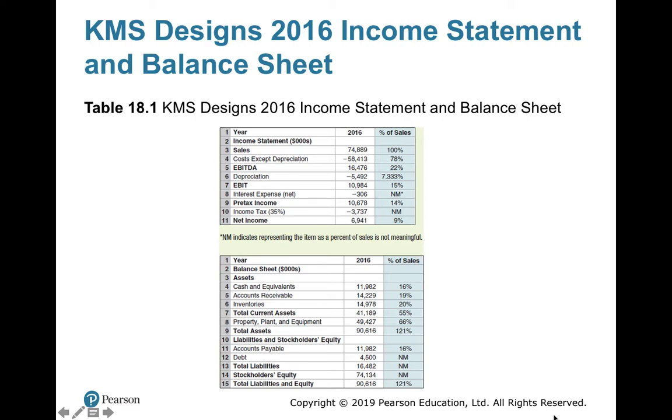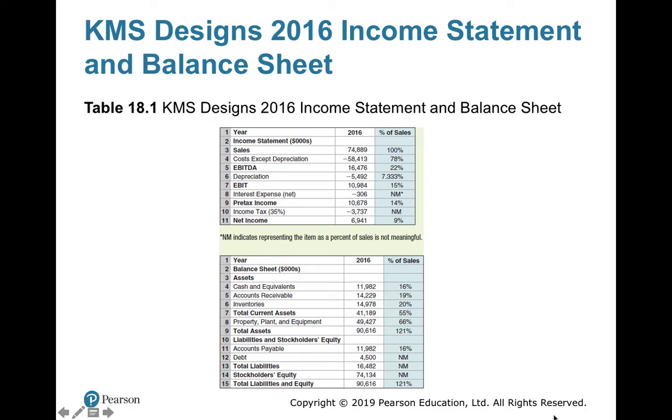Indicates the item of percent not meaningful. And in net income, 9% of the sales. Cash and cash equivalents, 16% of sales. Receivables, 19% of sales. Inventories, 20% of the sales. Total current assets, 55% of the sales. Property, plant, 66% of the sales. Total assets, 121% of the sales.